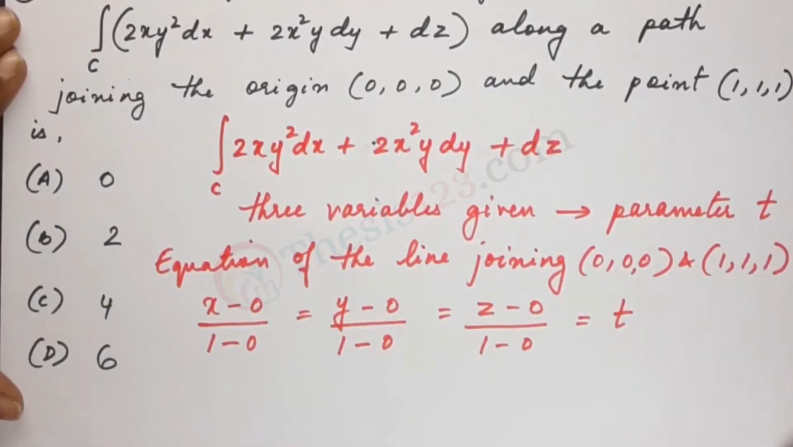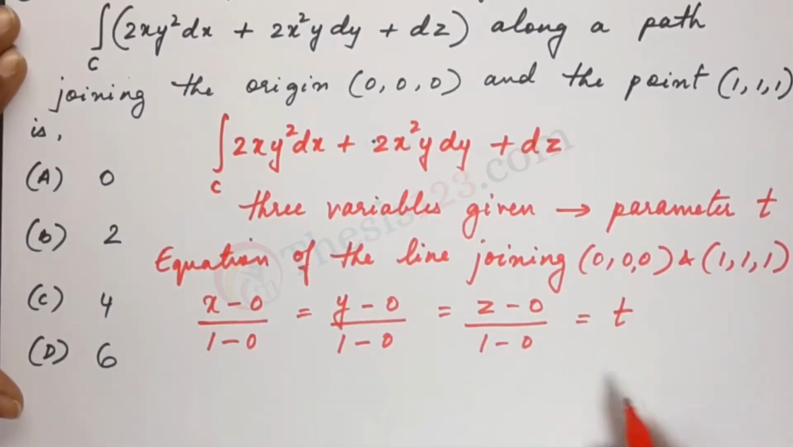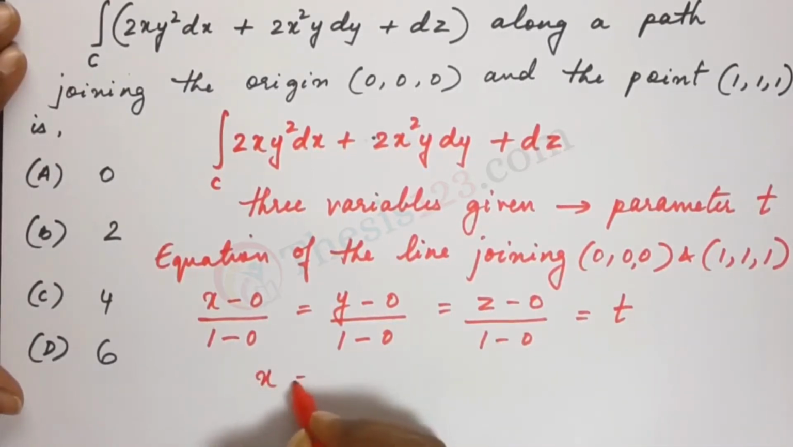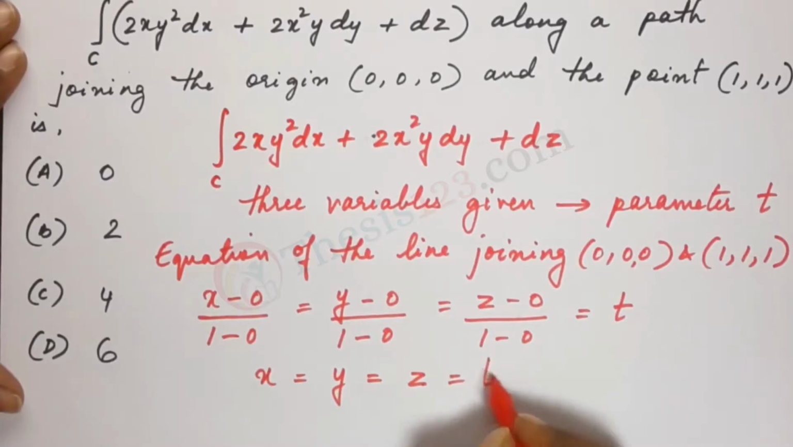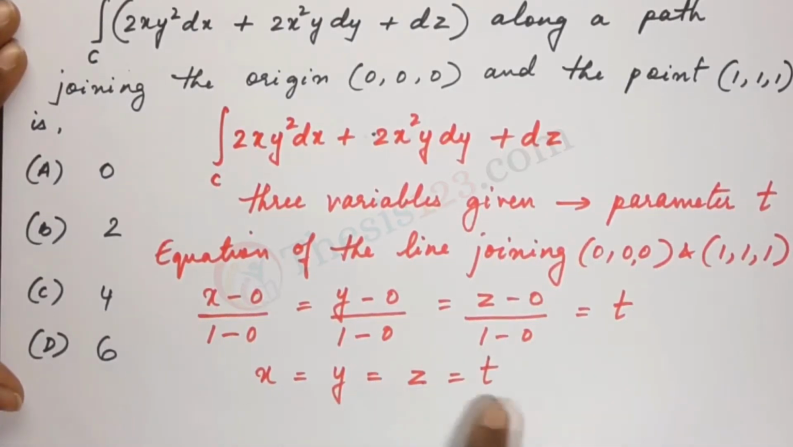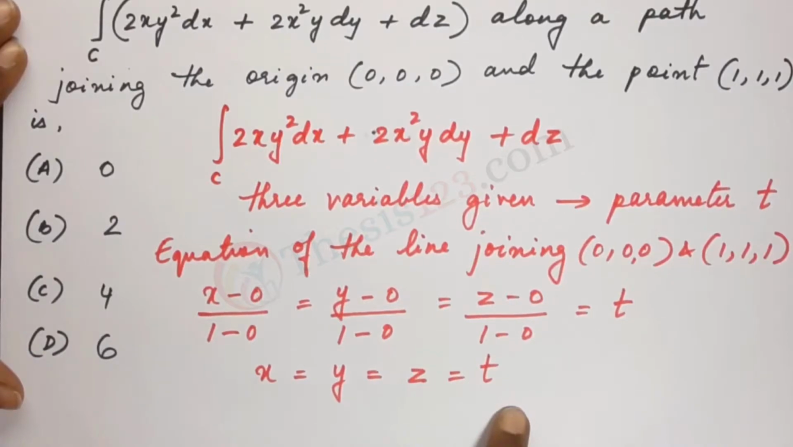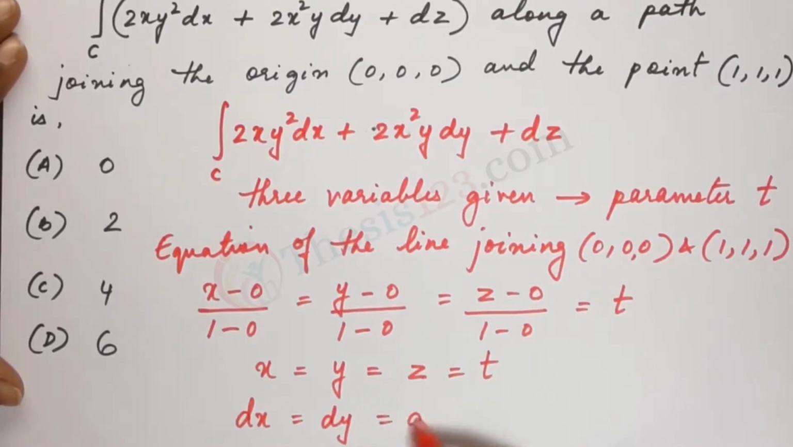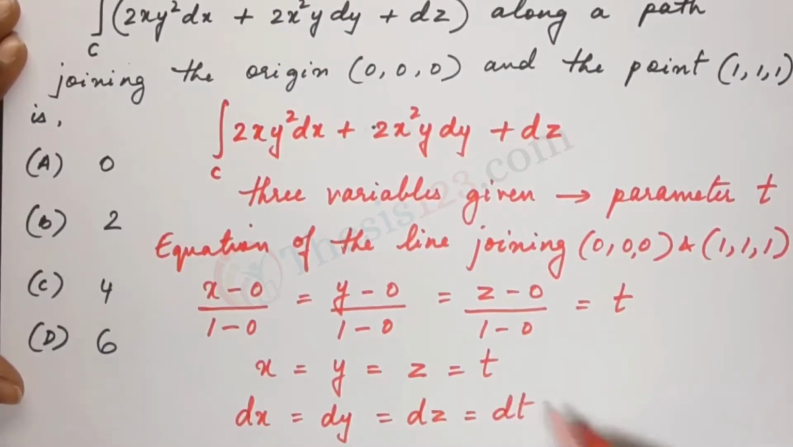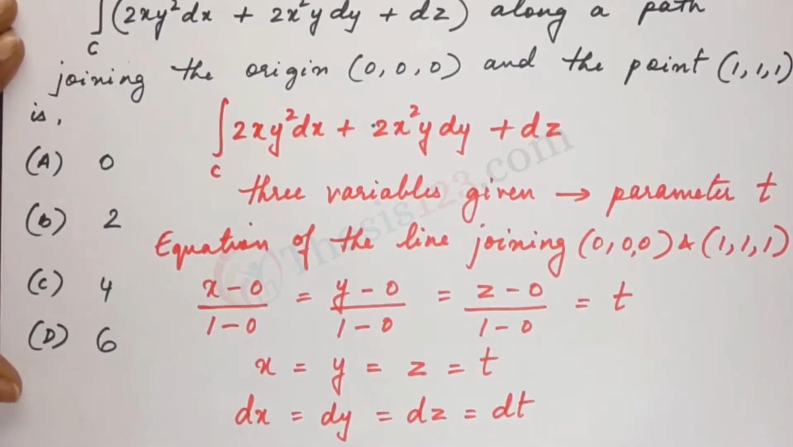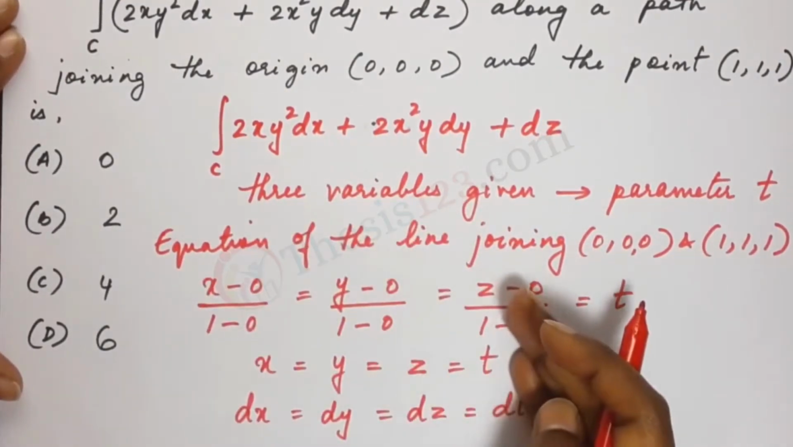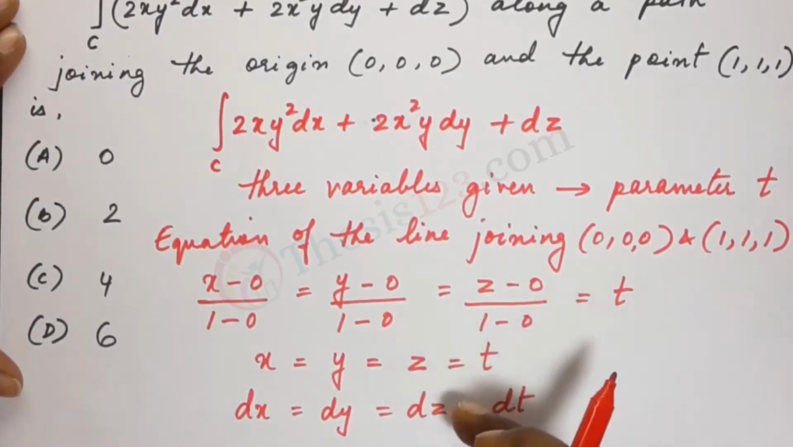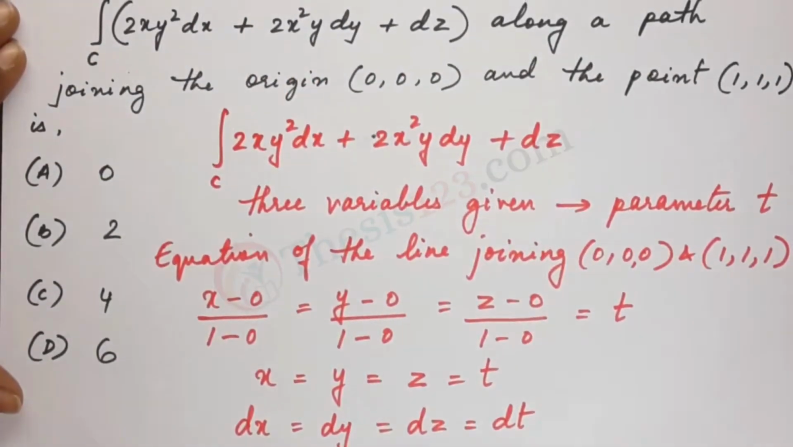You can take it in terms of any letter. That's fine. So here we see this is actually the equation. So here we see that we get x is equal to y is equal to z is equal to t. And if we were to find the derivative, we get dx is equal to dy is equal to dz is equal to dt. So now that we have the three variables in terms of the parameter t and dt, next step is to substitute these into the line integral given to us.